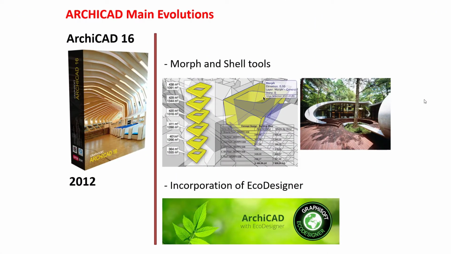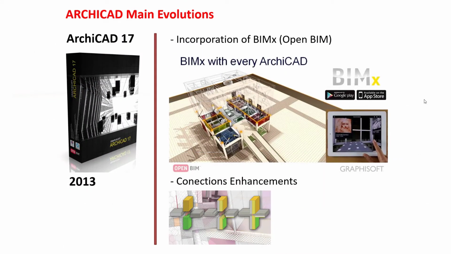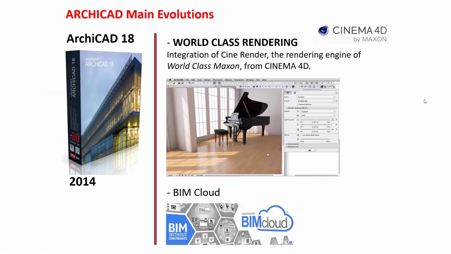Let's see now some main Archicad evolutions in the latest years. In Archicad 16, the Morph and Shell tools were made, along with the incorporation of Eco Designer. In version 17, we had the incorporation of BIMx and connection enhancements. In Archicad 18, the rendering engine by Maxon was a great evolution to make more realistic images, besides BIM Cloud, a design review tool working together with the cloud storage concept.